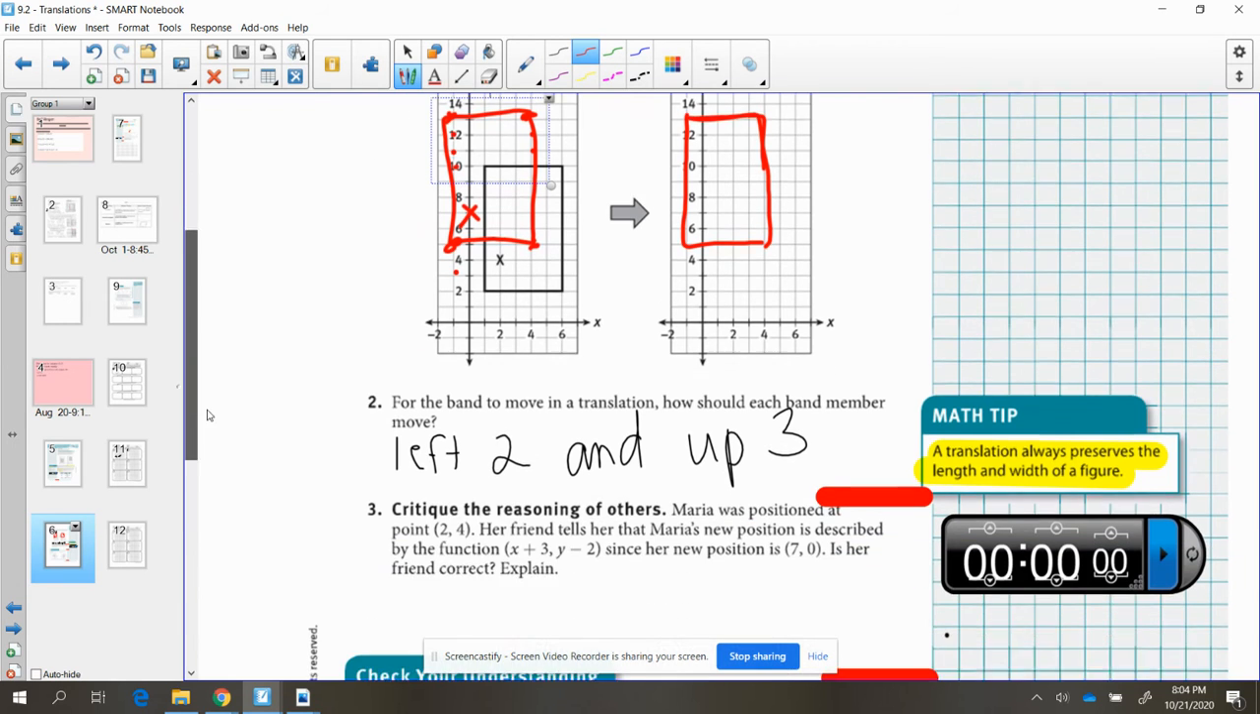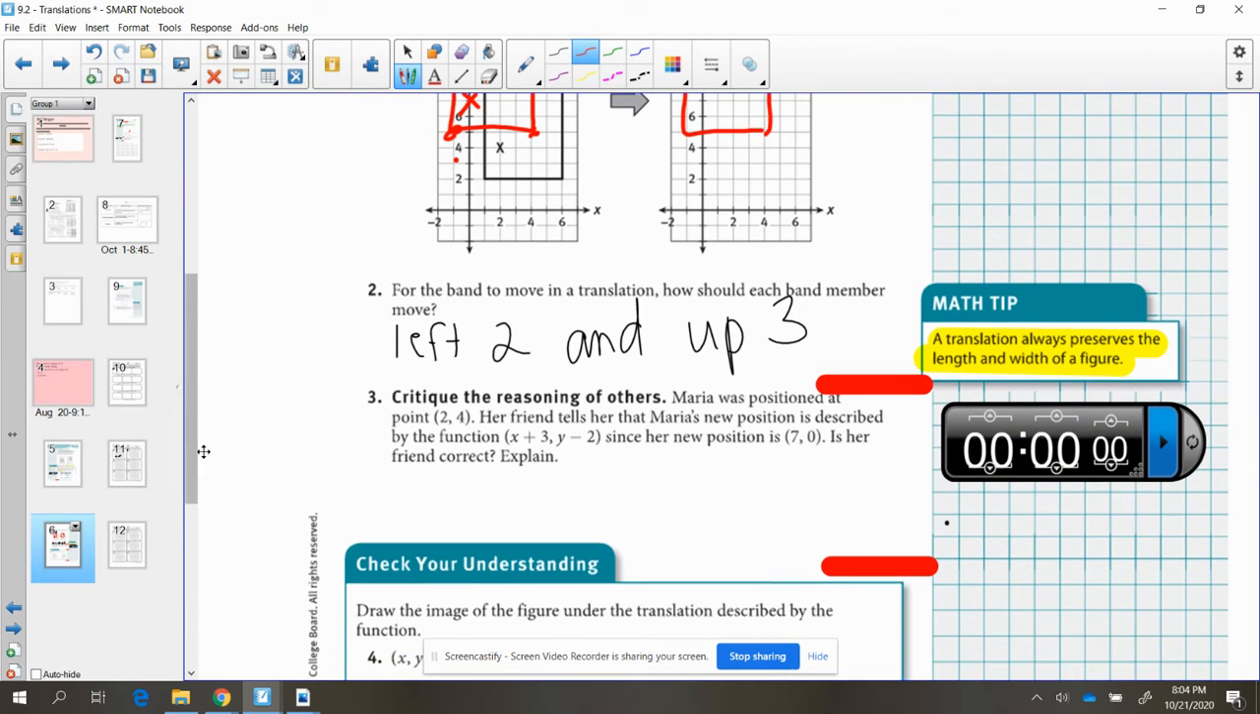Now, to represent this, it doesn't ask for this, but in function notation, we would say that this is x comma y. We would represent this as x minus 2 since we went to the left, and then y plus 3 because we went up. Okay.